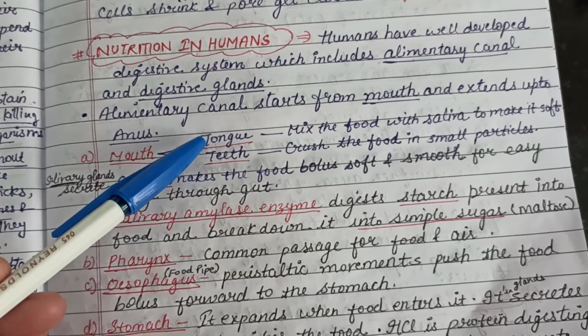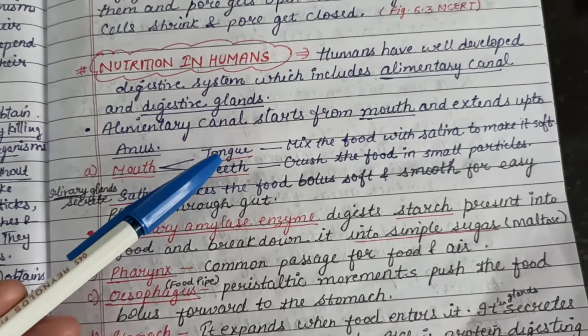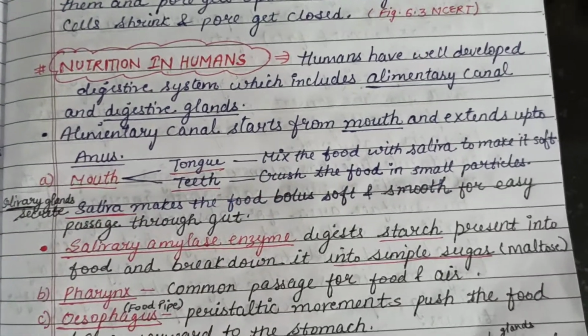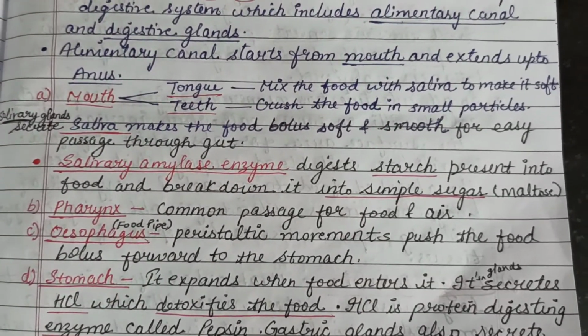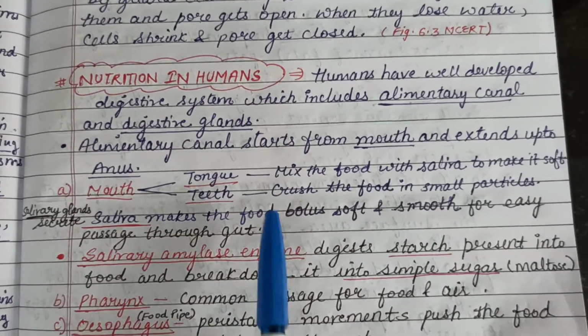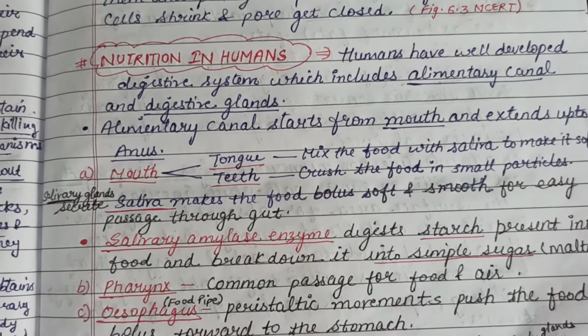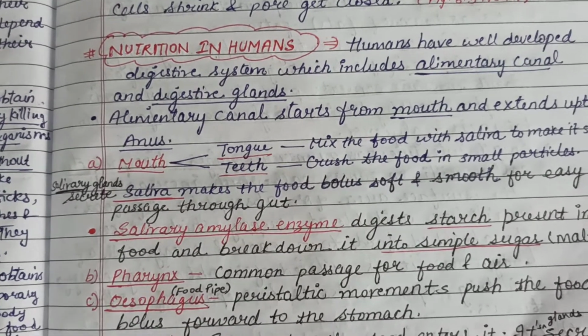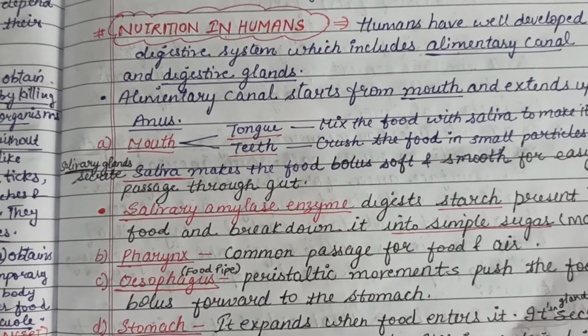Mouth, it includes the tongue and teeth. The tongue is a muscular organ and it helps in mixing the food with saliva to make it soft. And teeth help in crushing the food into small particles. We have 4 types of teeth, that is incisors, canines, premolars, and molars, right?